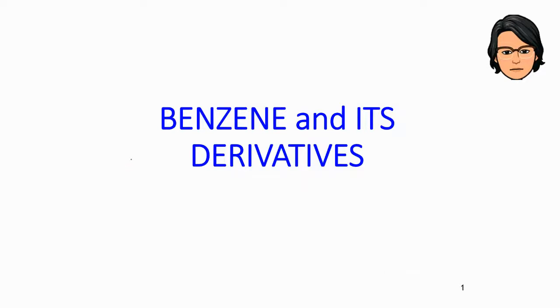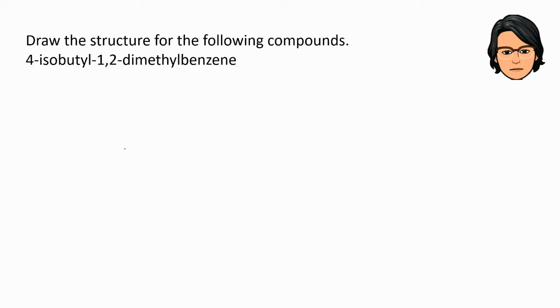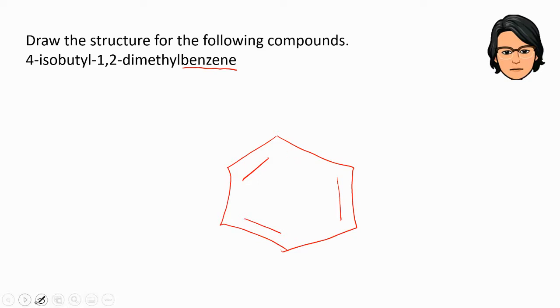Benzene and its derivatives. Now I shall focus on how to draw benzene and its derivatives. Okay, let's start with benzene. So the parent chain is benzene, so let's draw benzene first. Three double bonds. Okay, now let's number it.